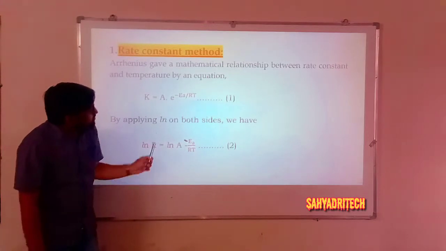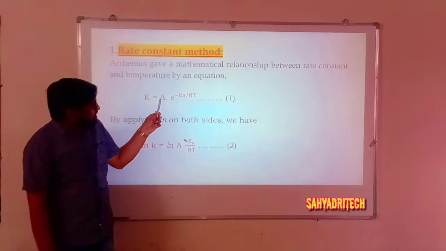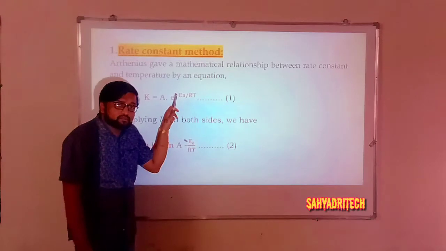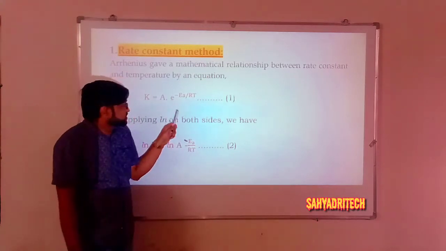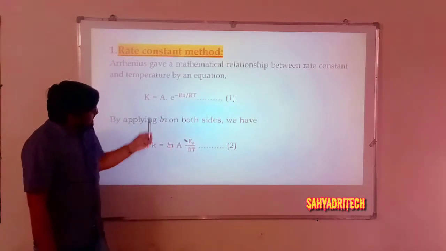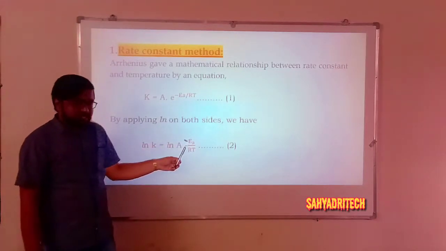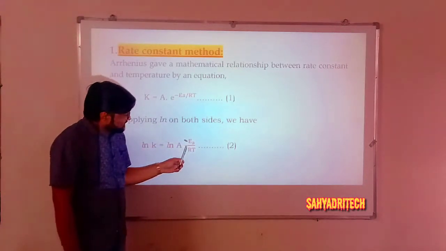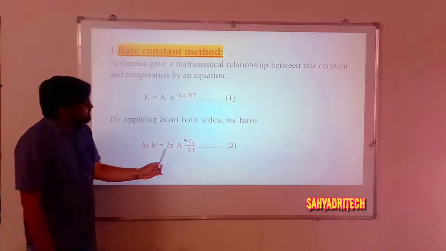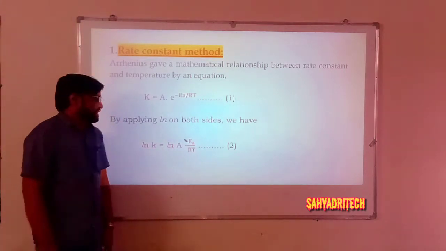ln K is equal to ln of A into e raised to minus Ea by RT. So ln of A into B, what is the formula? ln A plus ln B. So accordingly, two quantities, A and e raised to minus Ea by RT. So ln K is equal to ln A, as there is a negative sign, so we take directly e, minus Ea by RT, equation 2. So ln K is equal to ln A minus Ea by RT. It will be the second equation.